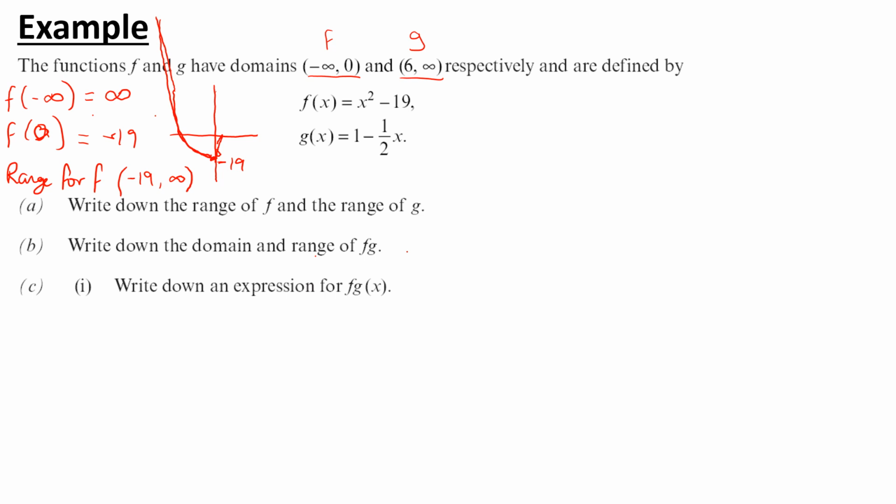Now I'm going to do the range of g, and I'm going to use a similar sort of method. So for g, the domain was 6 to infinity. So I'm going to work out g of 6 and then g of infinity. So let's start with g of 6. If I put 6 into the function, it would be 1 minus half of 6. So that's 1 minus 3, which is minus 2.